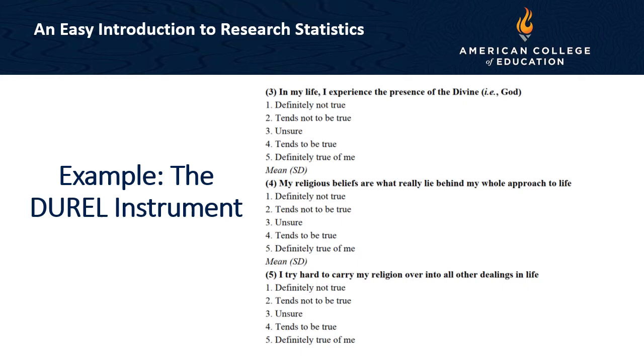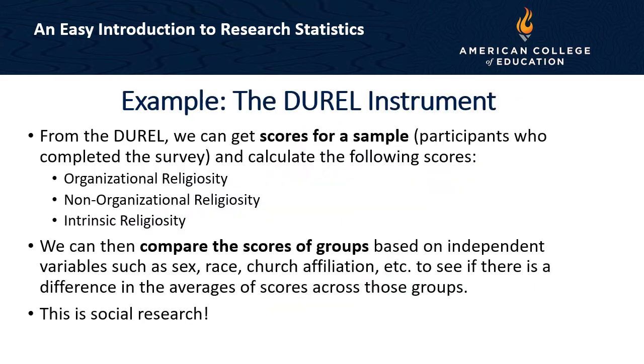So what the DUREL does is it takes those questions and ends up calculating 3 variables that can be used for measurement. So in this example, from the DUREL, we can get scores for a sample, that is the participants who completed the survey, and calculate scores for the following variables: organizational religiosity, non-organizational religiosity, and intrinsic religiosity. So for the DUREL, organizational religiosity is just church attendance. Non-organizational religiosity is private prayer and Bible study, and intrinsic religiosity is how you apply your religion or your faith to your everyday life.